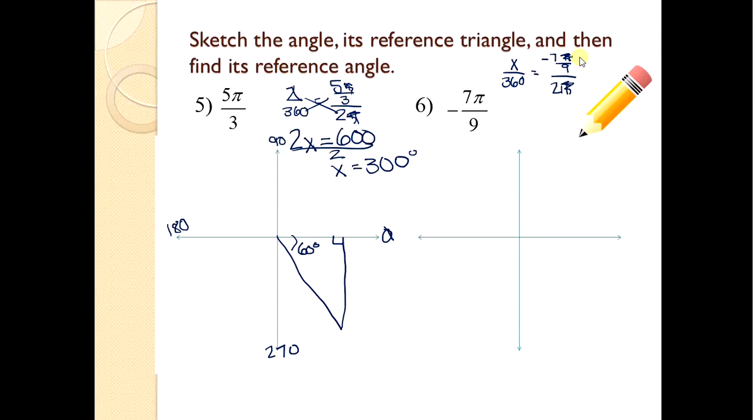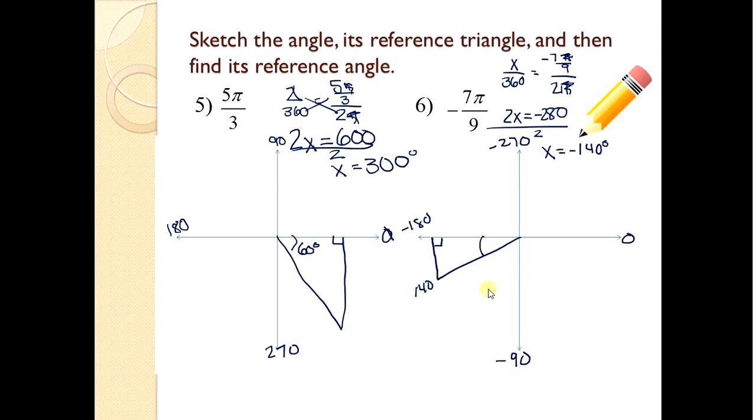I'm going to get a negative 280 divided by 2, negative 140, right? So I've got to label mine in the counterclockwise position this time. Negative 140 is really close to 180. Drop my perpendicular. So this is 140, right? How many degrees between 140 and 180? Well, that's just 40 degrees. So my reference angle would be 40 degrees.